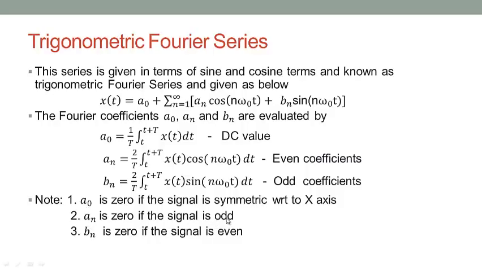If the signal is an odd signal, even coefficients will be 0, and if the signal is an even signal, odd coefficients will be 0. Okay, so you can just examine your signal and check whether you will be having all the components or you will be having few coefficients and so on.